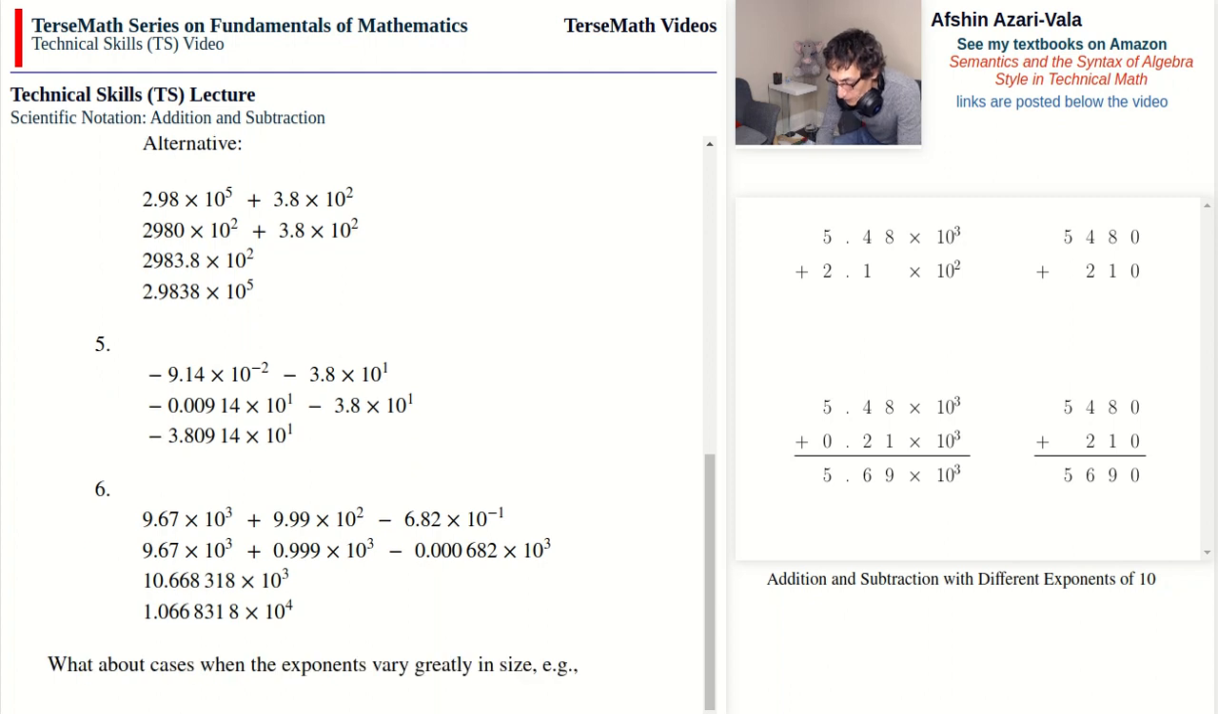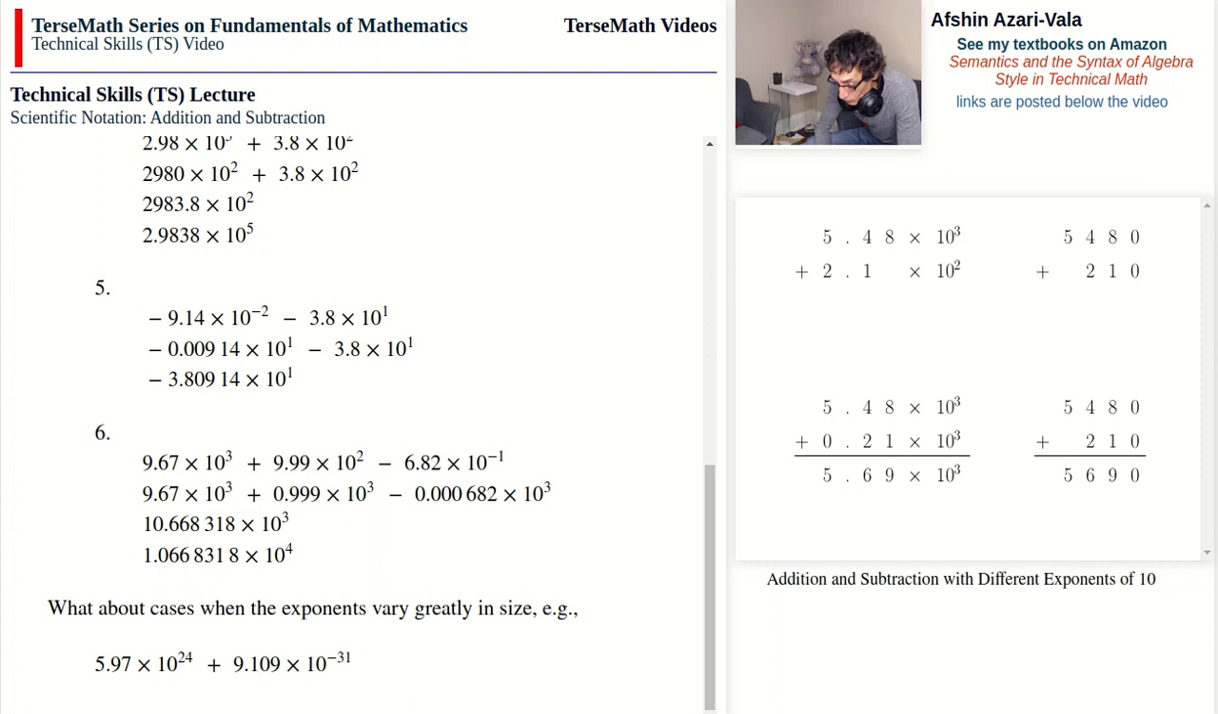Okay, before we end the video, let me talk briefly about what happens when the exponents vary greatly in size. So for example, 5.97 times 10 to the power of 24 plus 9.109 times 10 to the power of negative 31. You can imagine how many digits I have to move the decimal point over when negative 31 goes up to 24. That's an increase of something like 55, 54 or something like that. And the decimal point has to move back over that many digits, over 50 digits.